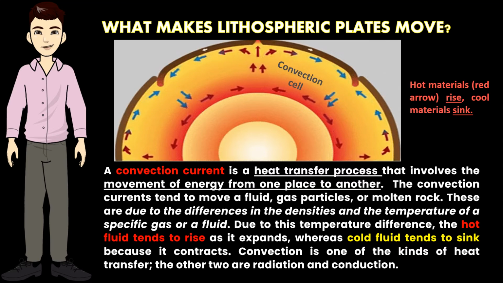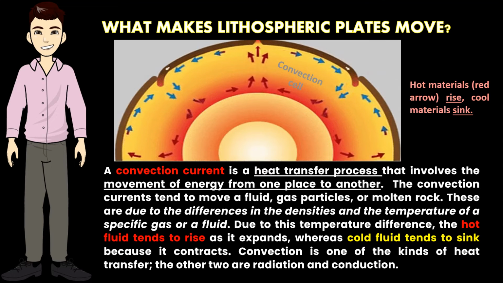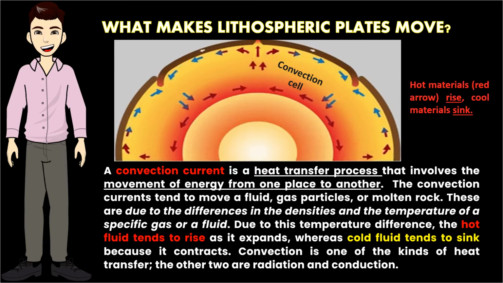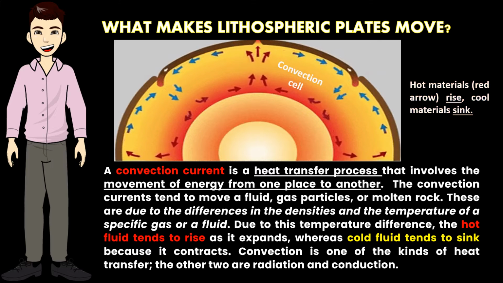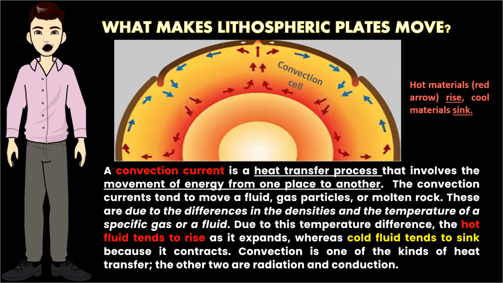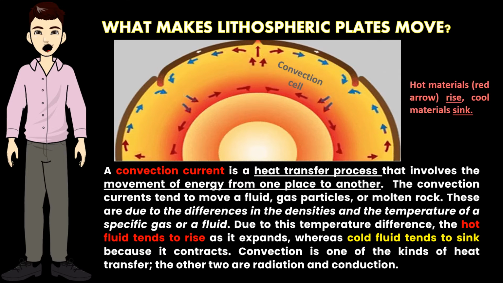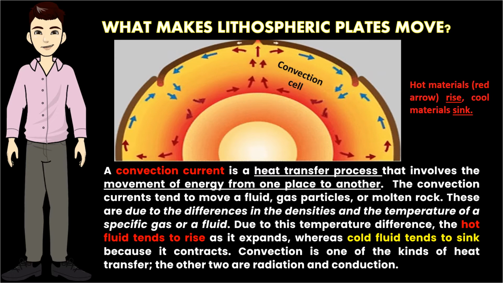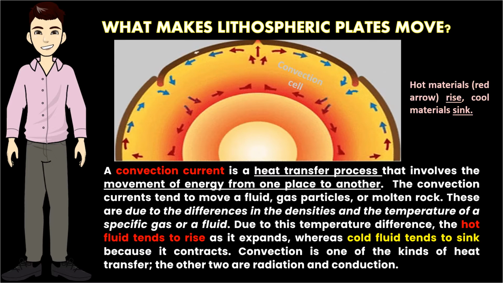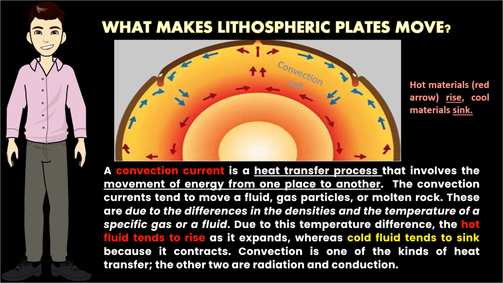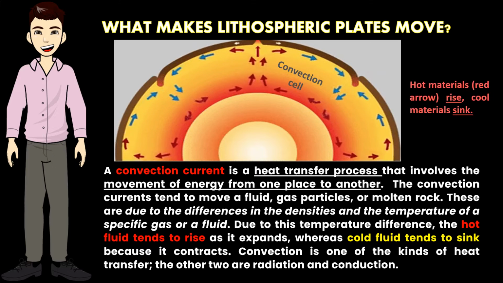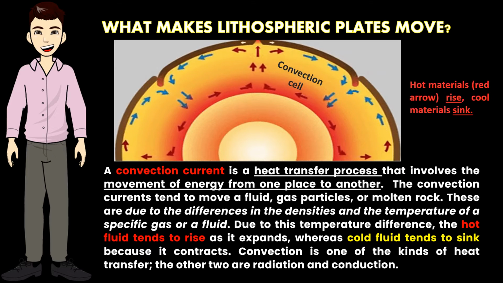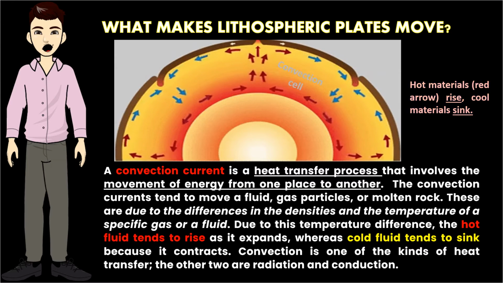What makes lithospheric plates move? A convection current is a heat transfer process that involves the movement of energy from one place to another. The convection currents tend to move a fluid, gas particles, or molten rock. These are due to the differences in the densities and the temperature of a specific gas or a fluid. Due to this temperature difference, the hot fluid tends to rise as it expands, whereas cold fluid tends to sink because it contracts. Convection is one of the kinds of heat transfer, the other two are radiation and conduction.